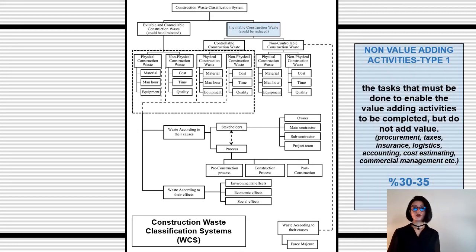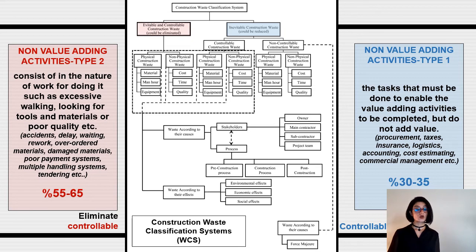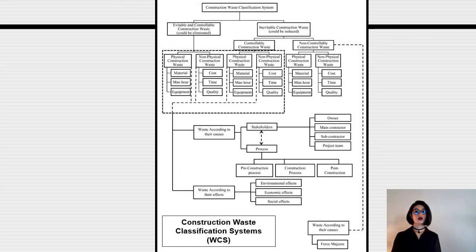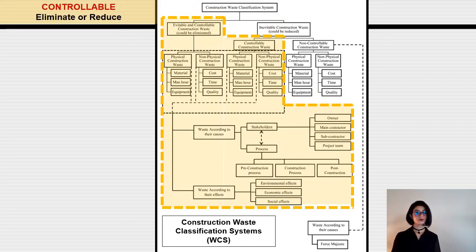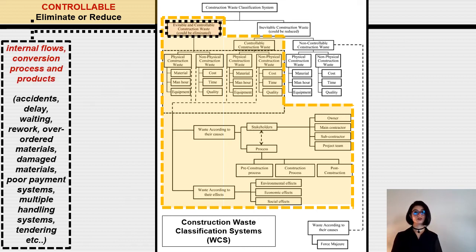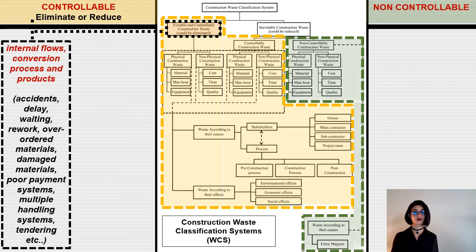The first part is non-value adding activities type 1, as we discussed on previous slides, and the other is non-controllable and eliminate waste, non-value adding activities type 2. In our classification system, we divided the waste firstly into evitable and controllable waste and inevitable construction waste. Controllable waste can be eliminated or reduced. These are internal flows, conversion process and products, like accidents, delay, waiting, rework, etc.